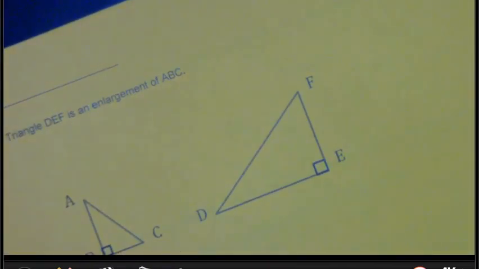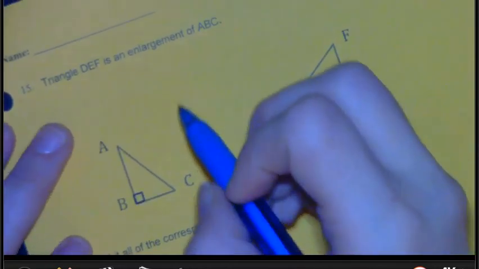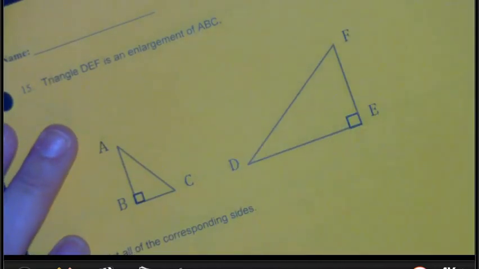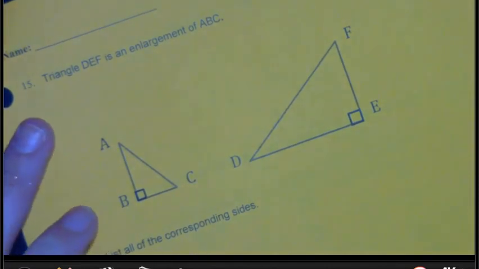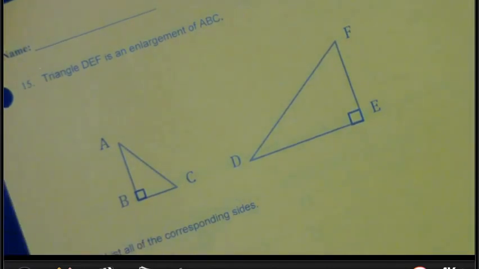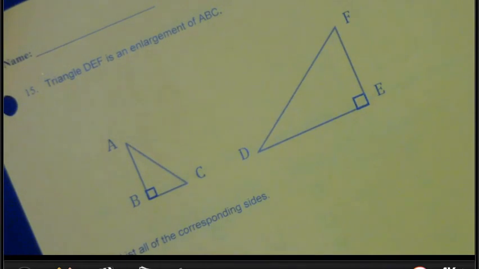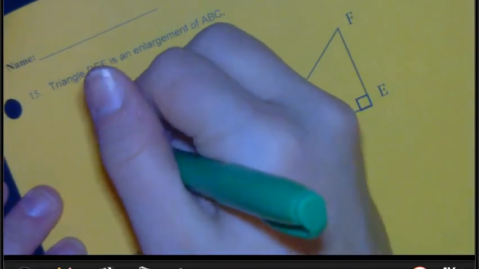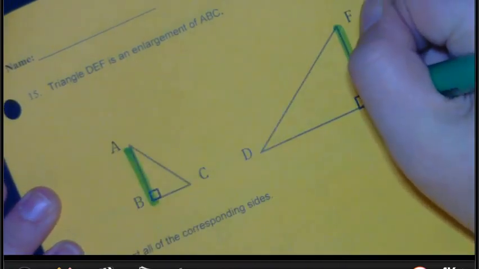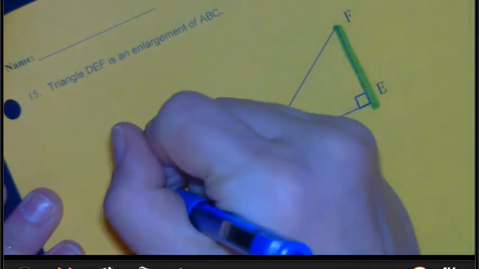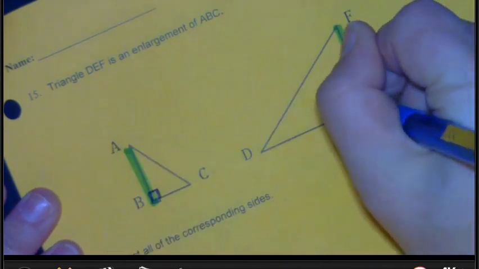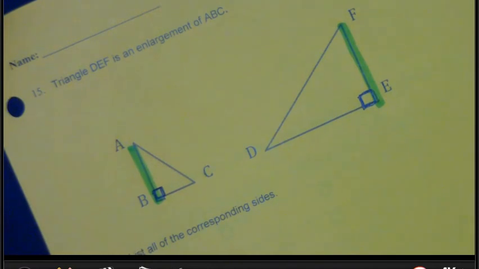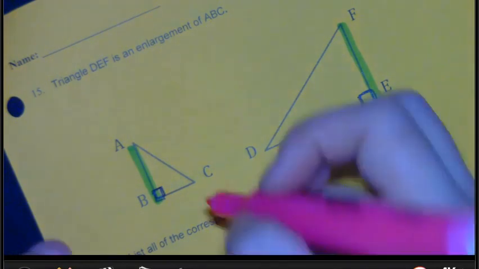All right, number 15. So it looks like my triangle is flipped over. So I know that DEF is an enlargement of ABC. So I'm going to go ahead and grab a couple of my highlighters here just to help us out, because we need to highlight a couple of our sides. So I know that AB is going to correspond to FE, because I am told that B is 90 and E is 90. And I know that B and E are on the same, so the top to the bottom is going to be on the same side.